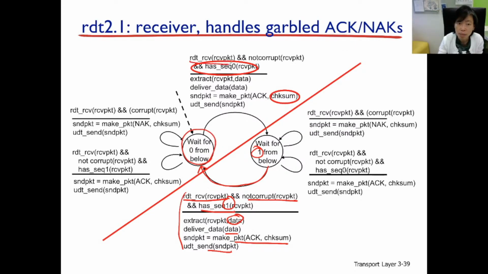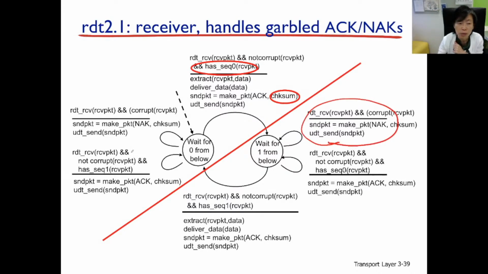If another packet comes in, not corrupted, carrying sequence number 0, again happy, take the transition, wait for 1 from below. And this will go on and on when there's no data corruption and no ACK/NAK corruption. Now, what if there's data corruption? In RDT 2.0, that's where we begin to see these transitions showing in the receiver side.